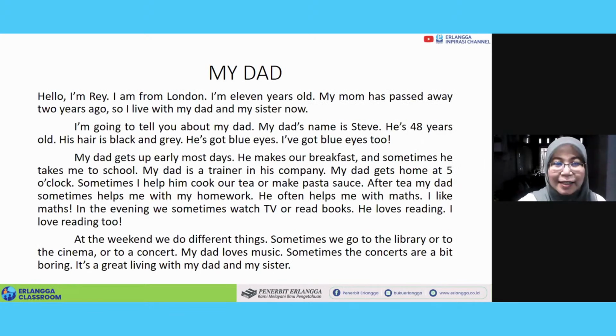Oke, sahabat Erlangga, kita lanjut lagi. Oke. Masih semangat ya. Now, we have another interesting text. Okay, I'm going to read the text for you.